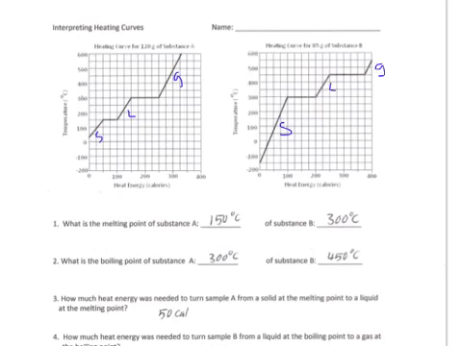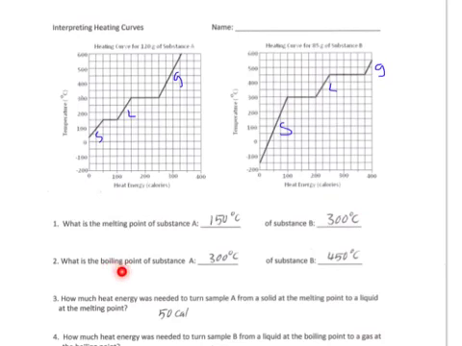So when I'm asked to find the melting point, that's the temperature where it changes from a solid to a liquid. If I look here, in this case of substance A, that's happening at 150 degrees Celsius. If I look at substance B, over here, I see that's happening at 300 degrees Celsius.